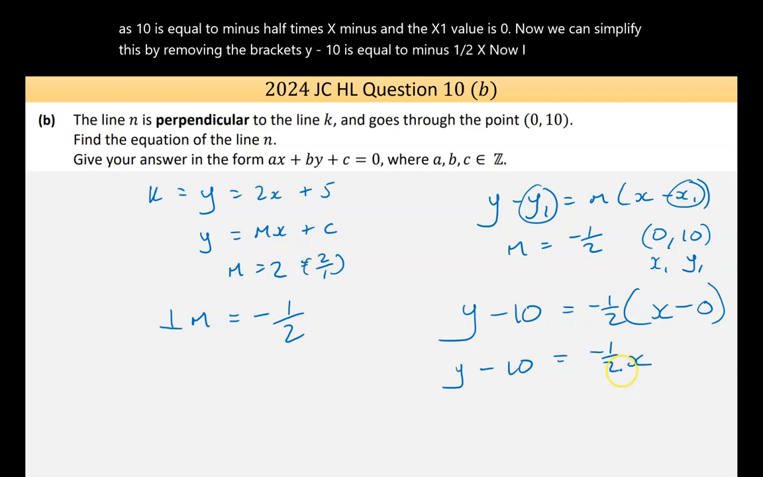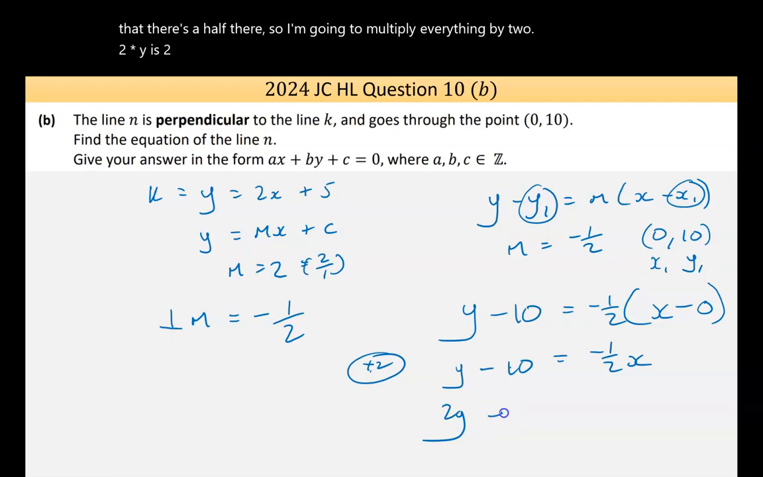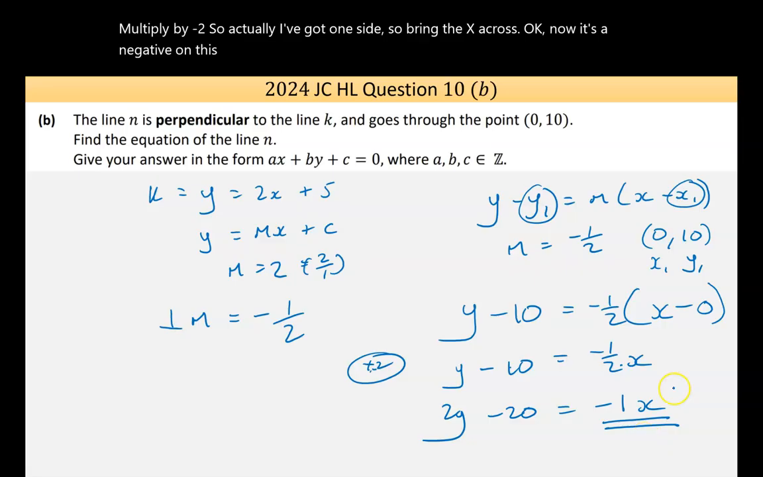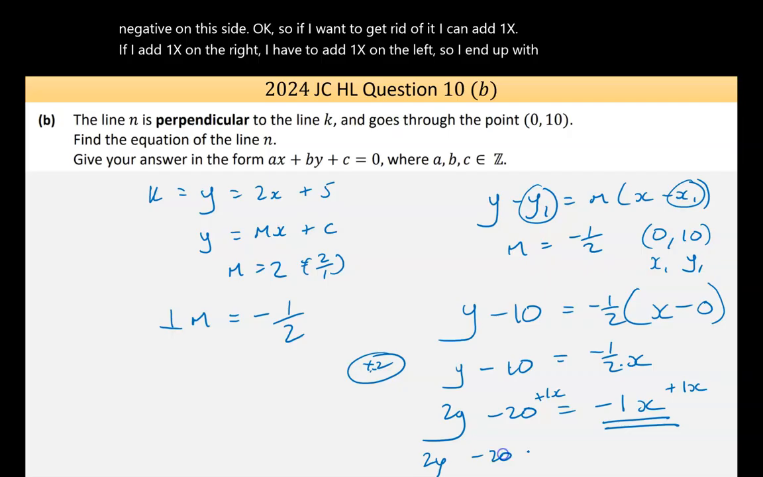Now I don't like the fact there's a half there, so I'm going to multiply everything by 2. 2 times y is 2y. 2 by minus 10 is minus 20. 2 by minus a half is minus 1. I should have multiplied by minus 2. So actually, bring everything to one side. So bring the x across. Now it's a negative on this side. So if I want to get rid of it, I can add 1x. If I add 1x on the right, I have to add 1x on the left. So I end up with 2y minus 20 plus x is equal to nothing.